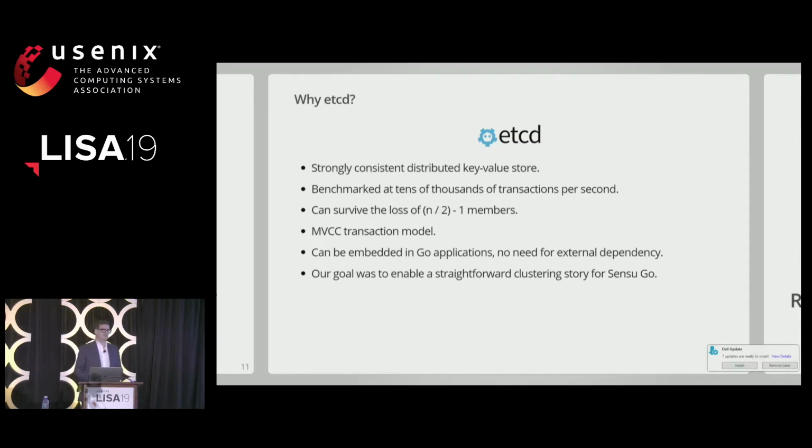Your etcd cluster can survive half of its members minus one. So if you have a cluster of size 7, you can lose 3 machines without losing any information or losing availability. It's got a multi-version concurrency control transaction model. I'll go into that more later. You can embed it in Go applications.